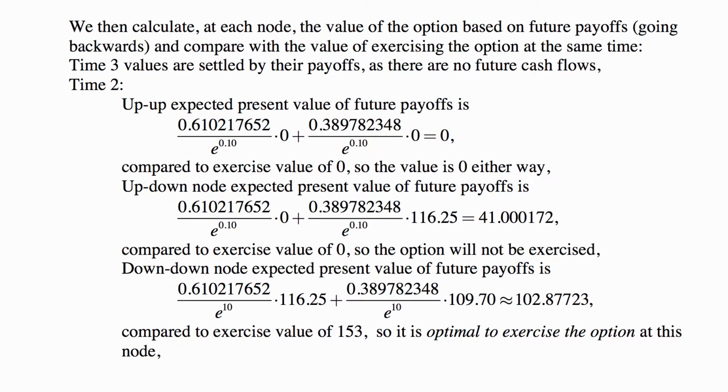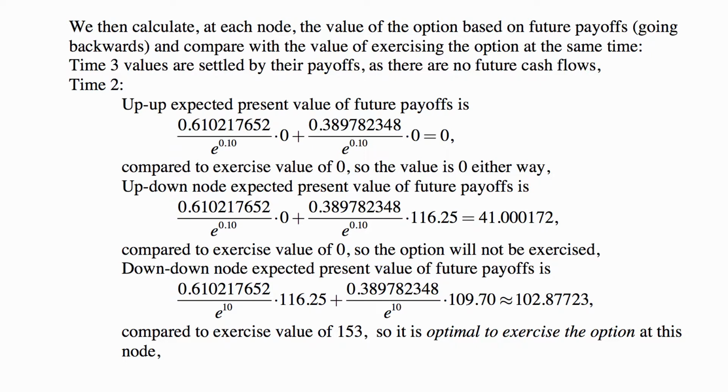Because we're dealing with an American option, we have to compare at each node whether it's better to keep the option or exercise it, and we do this backwards from time 3. Time 3 values are settled by their payoffs because there are no future cash flows. At time 2, up expected present value of future payoffs is 0 compared to the exercise value of 0, so the value is 0 either way.